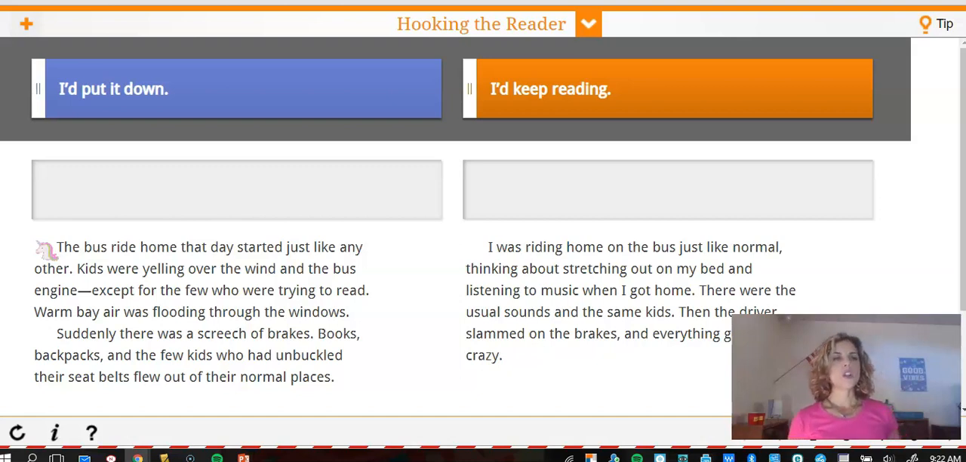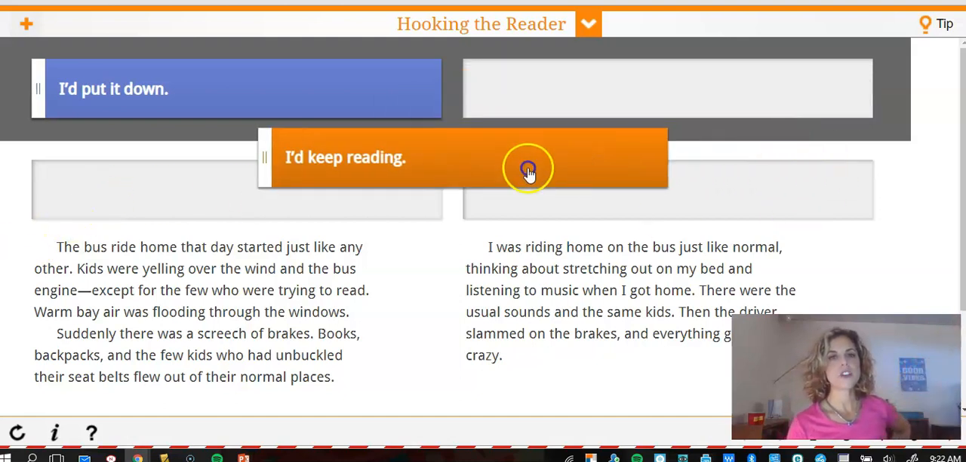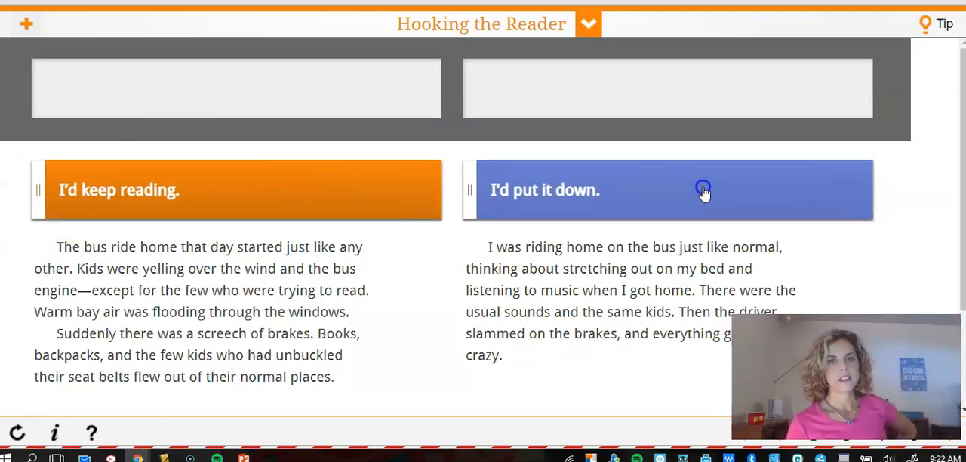All right, so first one, thumbs up if you would keep reading, thumbs down if you'd put it down. All right, looks unanimous. I definitely agree. This one is way better, right? Okay. Talk at your table about why it's so much better. That's the important thing.